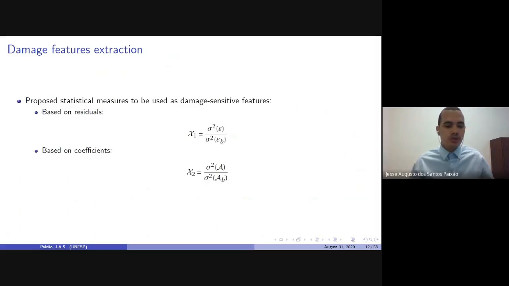For this, it's necessary to define some statistical features. In this work, we propose two statistical measures. The first, X1, is our feature based on the residual errors, which is given by the variance of the residual error in the actual condition divided by the variance of the residual error in the reference condition. And the second, X2, is given by the variance of our vector of coefficients from the identified AR model in the actual condition divided by the variance of the coefficient vector from the model identified in the baseline or reference condition.